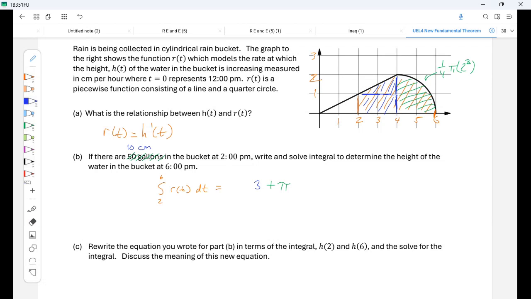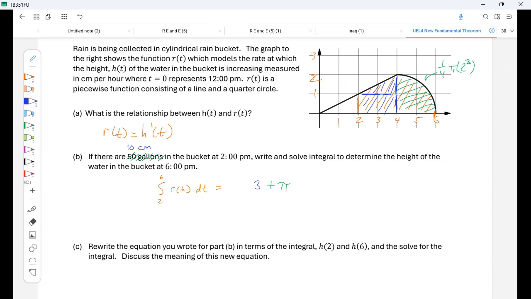The height of the water? I'm all right with height of the water. But it wouldn't be the height of the centimeters. You're not measuring how tall the centimeters are. Okay. I'll stick with that.